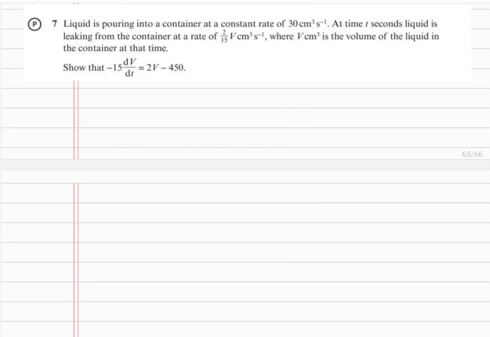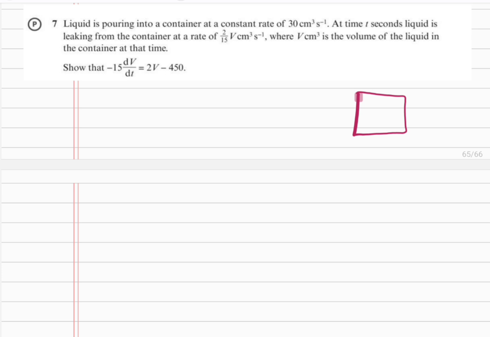Hi everyone, this video is on exercise 9J question 7. So this is a typical modeling question with differential equations. And in questions like this, where it's usually about a container, a very good approach can be to use a very simple diagram. So in this case, let's say this is the container.